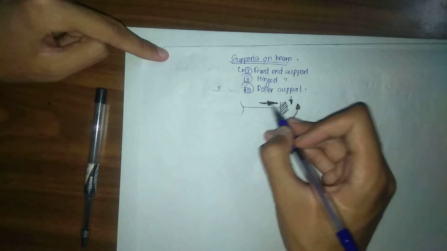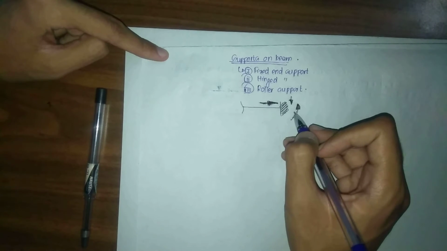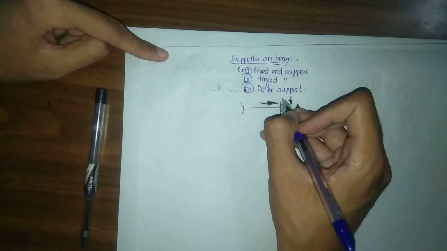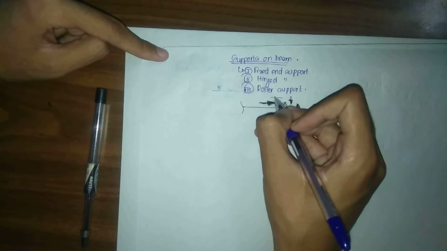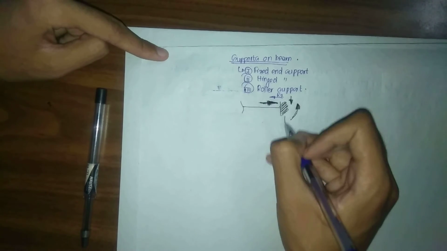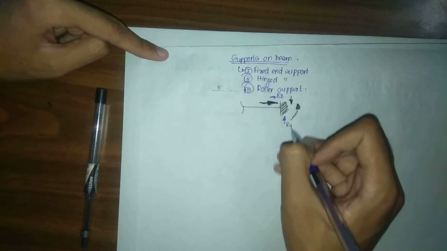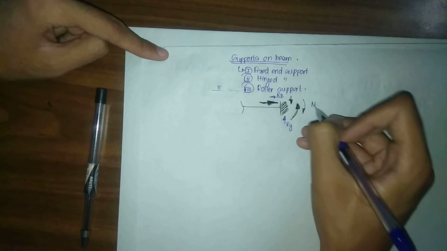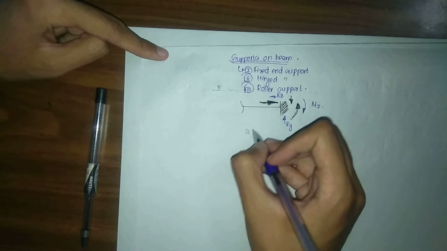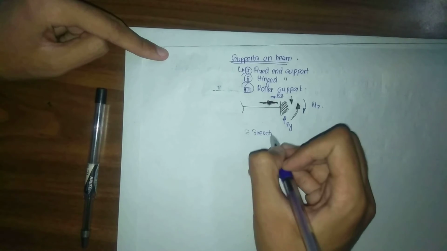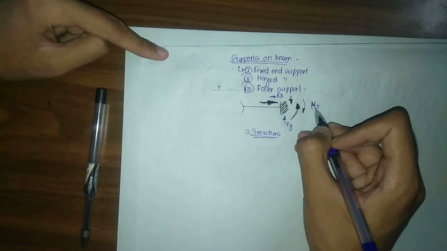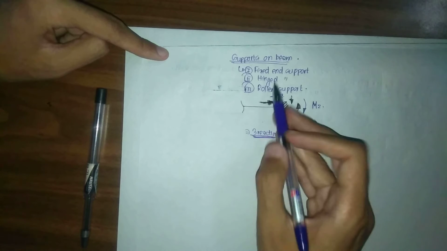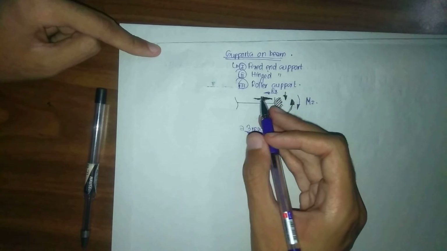In order to prevent all these three types of motions, there is production of horizontal reaction, Rx, there is production of vertical reaction, Ry, and there is production of moment in the z direction, which is known as Mc. So three reactions: horizontal, vertical, and in z direction to resist the movement. Three types of reaction forces are produced in a fixed end support.